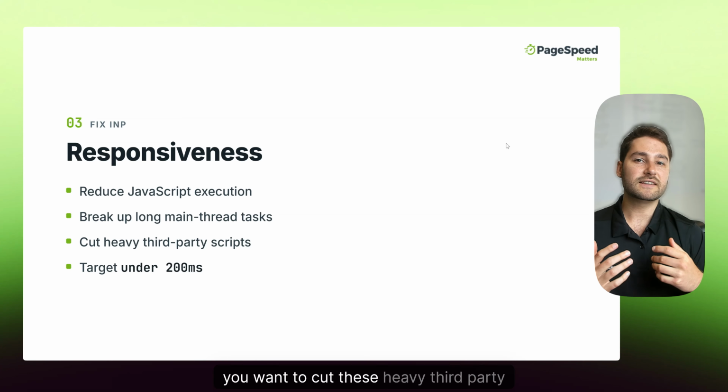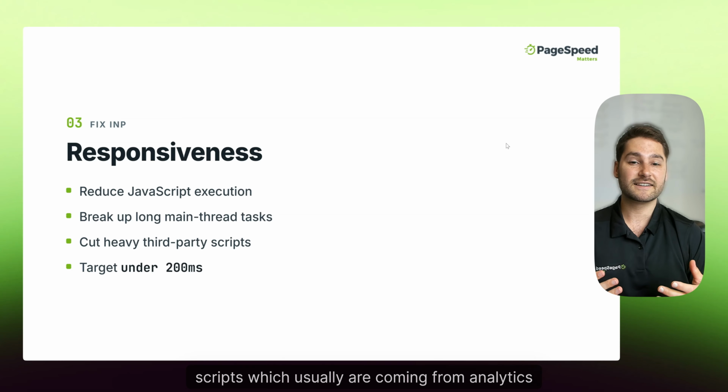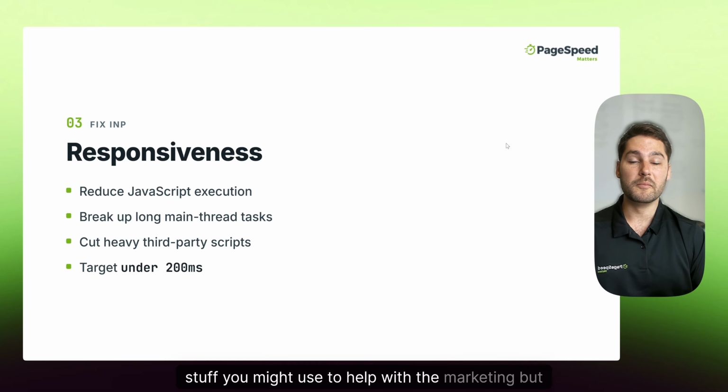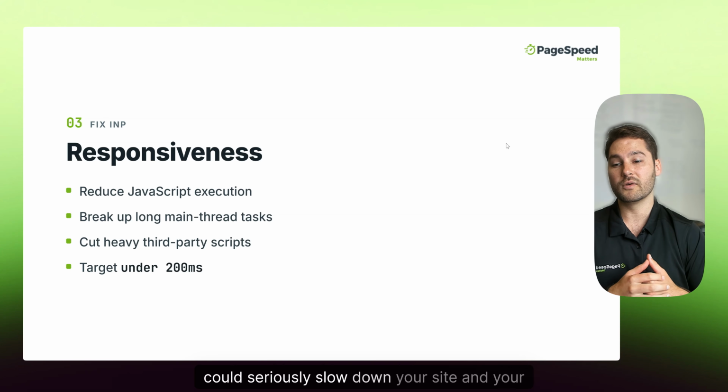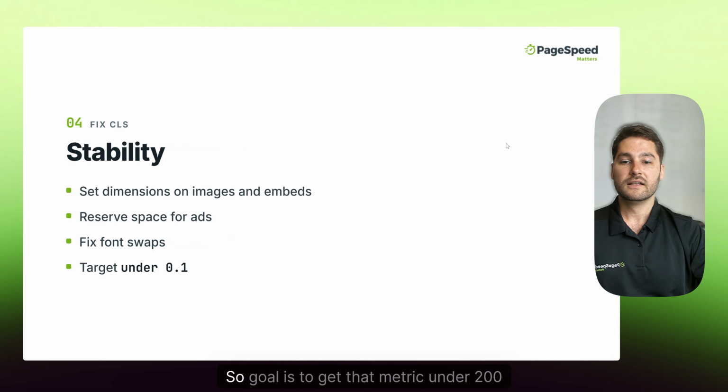You want to cut these heavy third-party scripts, which usually come from analytics and tracking services, stuff you might use to help with marketing, but that could seriously slow down your site, and your interaction to next paint will reflect that. So the goal is to get that metric under 200 milliseconds.